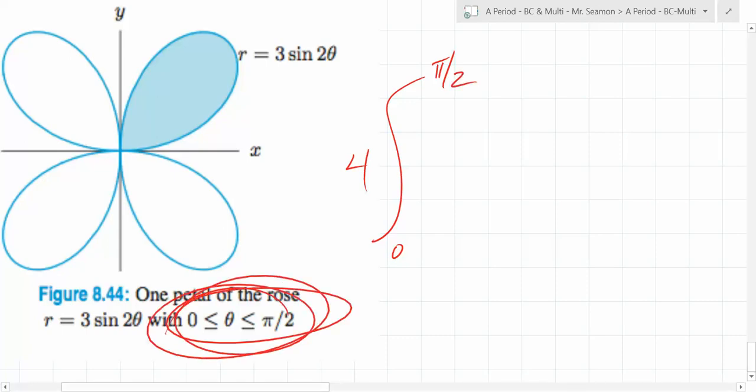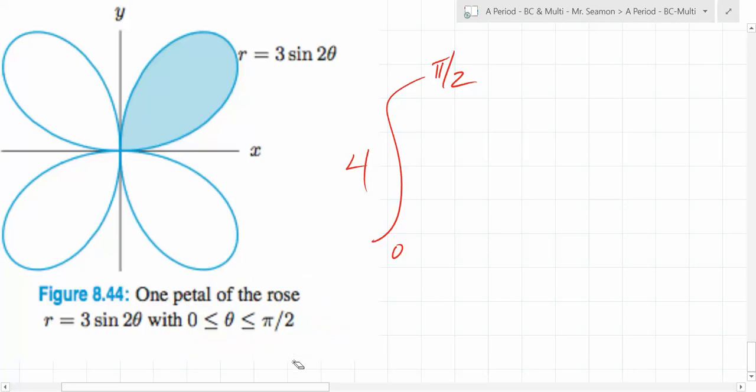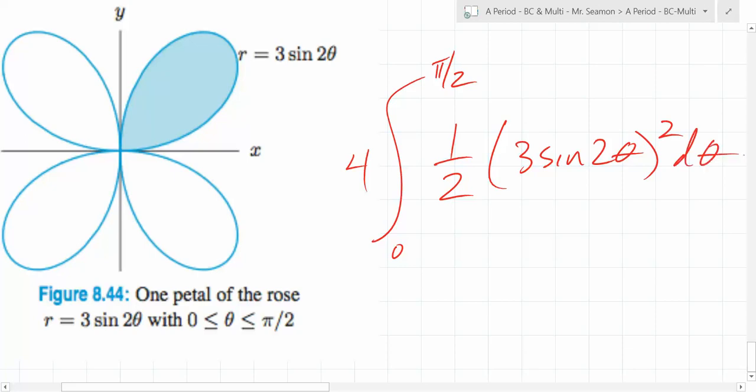We already determined that earlier, right, James? Because how many petals are there? It's 2 because I'm not done writing it in yet, okay? I haven't gotten to the actual formula. So then, what is that formula? 1/2 r squared d theta, right? What is r in this case? 3 sine 2 theta, squared, d theta.